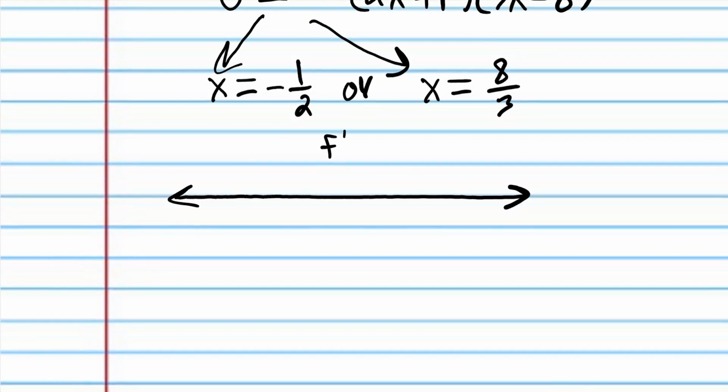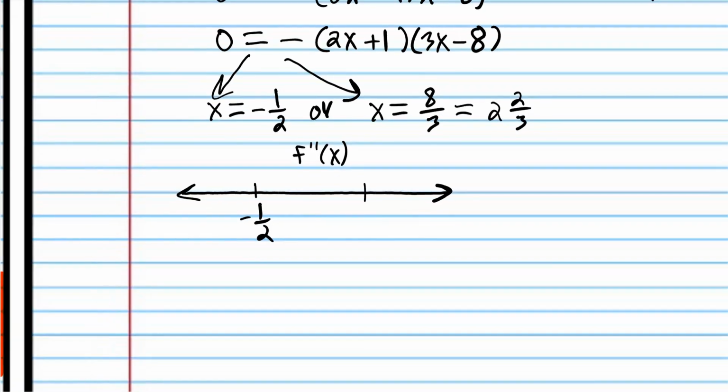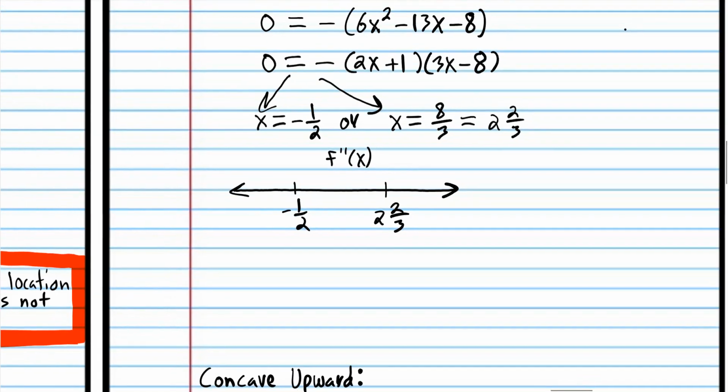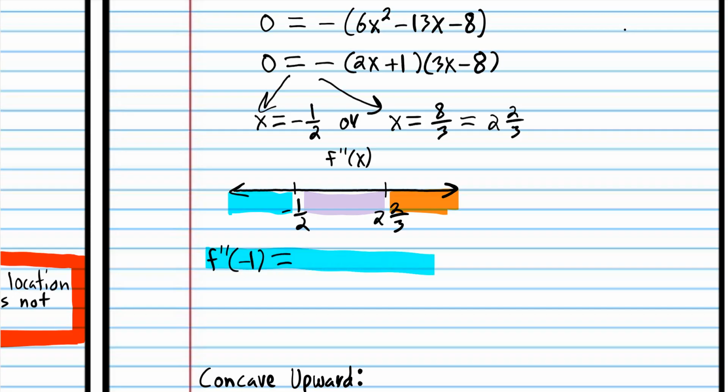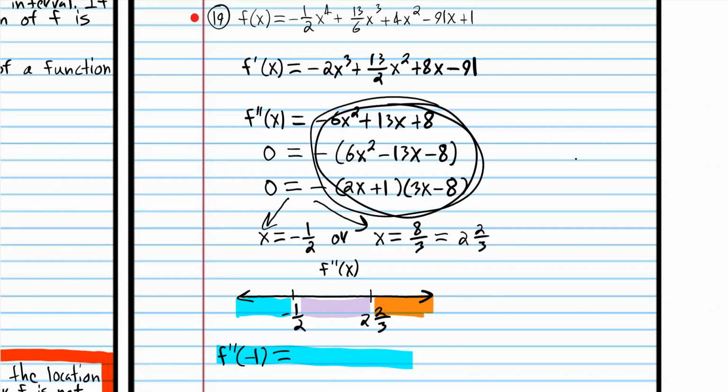So now we're going to find the sign. By the way, it's the same thing as 2 2/3. So we're going to find the sign of the second derivative in all these regions. We're going to test the blue region, the purple region, and the orange region. So let's try -1. That's the blue region. And we can plug in -1 to any one of these expressions here, whichever is easier.